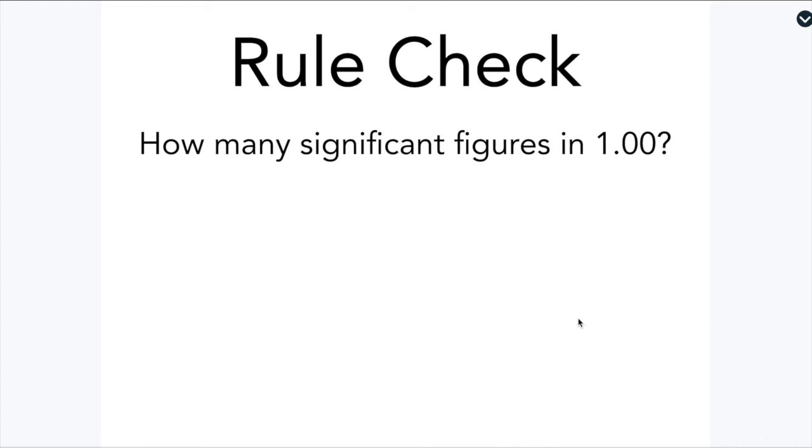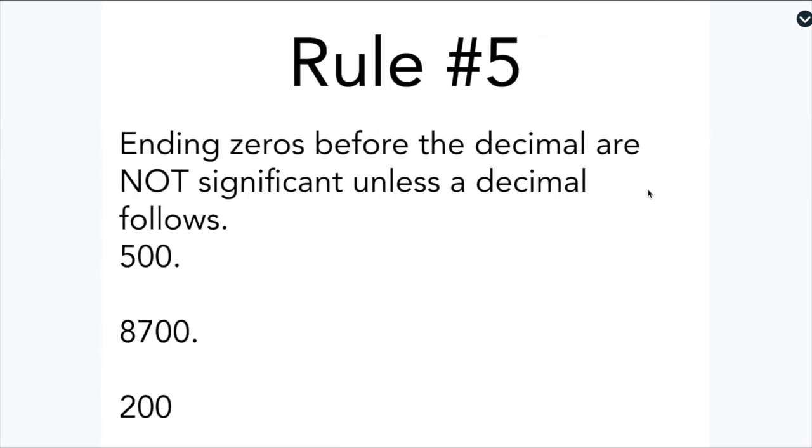All right, that has 3 significant figures because those zeros fall after the decimal point. Rule number 5: ending zeros before the decimal are not significant unless a decimal follows. So this one's a little different from rule 4. Remember that if the zeros come before a decimal point, they are not significant unless you see that decimal point at the end. So let's take a look here.